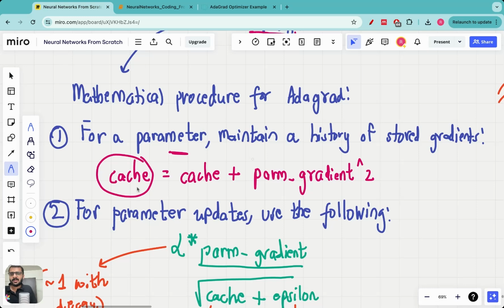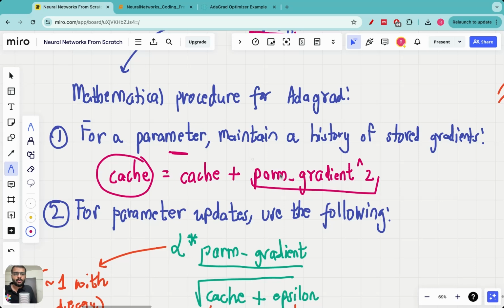So what this cache will do is that let's say we start out with the iterations, the cache will be set to 0. In the next iteration, the cache will be set to the gradient of the parameter whole square. And in the next iteration, the cache will be the previous cache value plus the current parameter gradient the whole square. So basically, to find the cache value at a given time point, you add the parameter gradients of all the previous iterations with the current iteration. That's how you find the cache value.